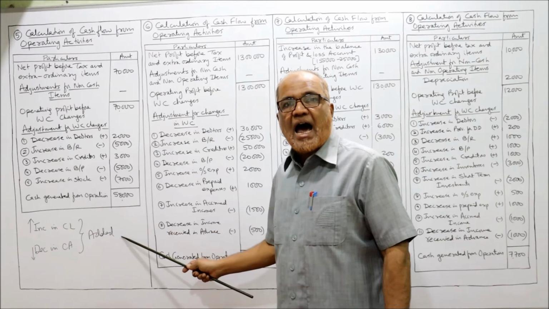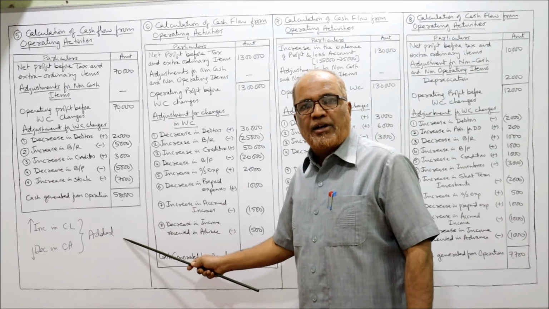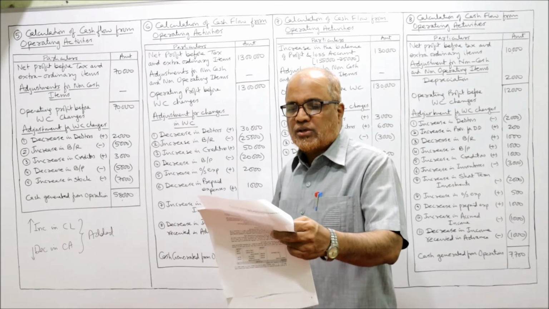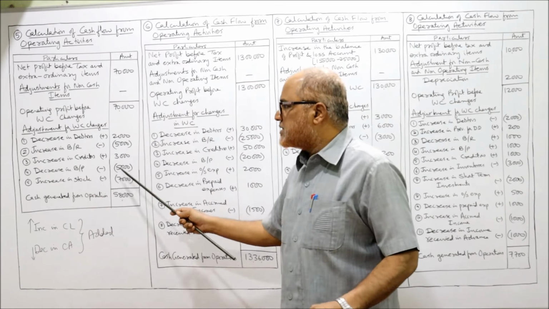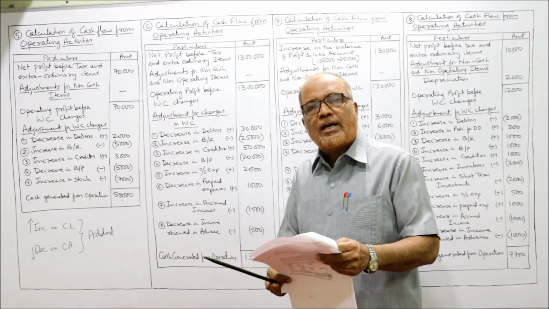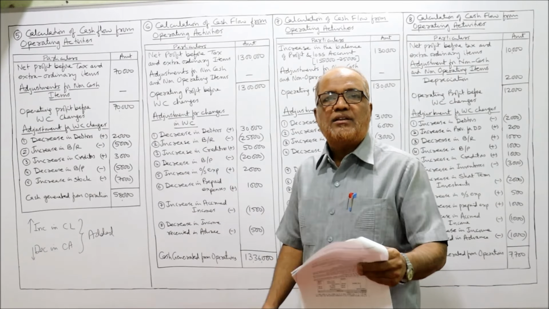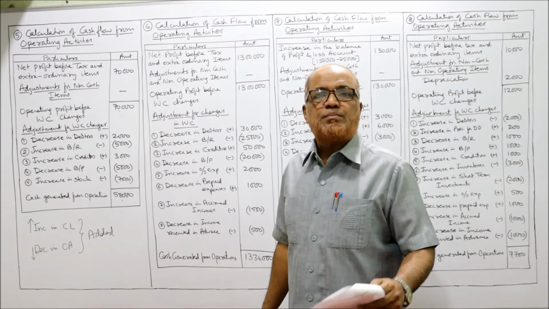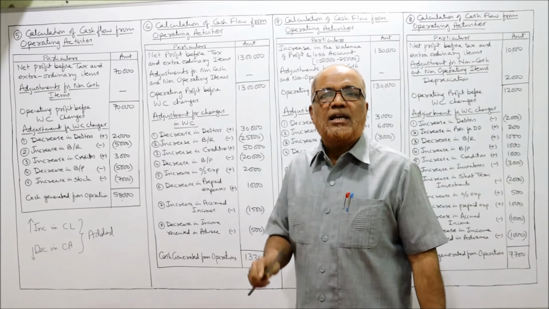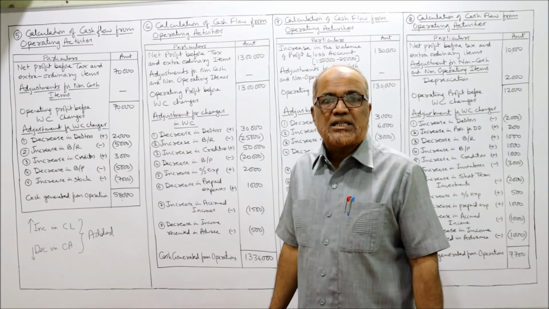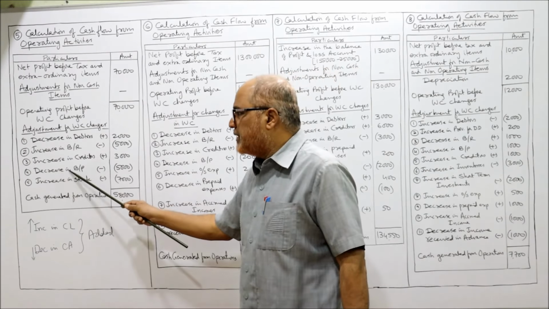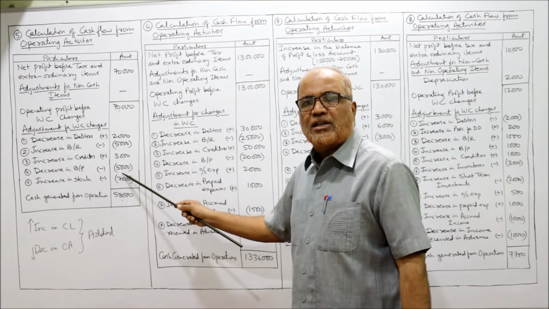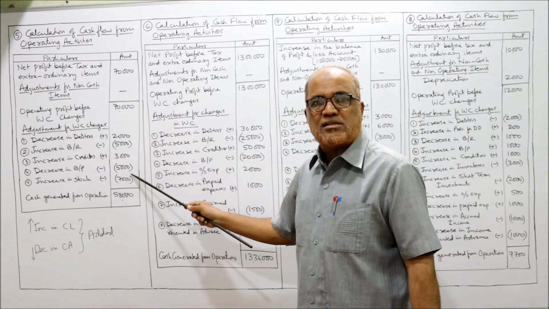What should be done? Add. Increase in current liability should be added. So increase in creditors, add. How much? 3,000 rupees added. Bills payable is also a current liability. Last year 15,000, current year 10,000. Decrease in bills payable. Decrease in current liability will be deducted. How much difference? 5,000 difference. The 5,000 in bracket. Bracket denotes minus.